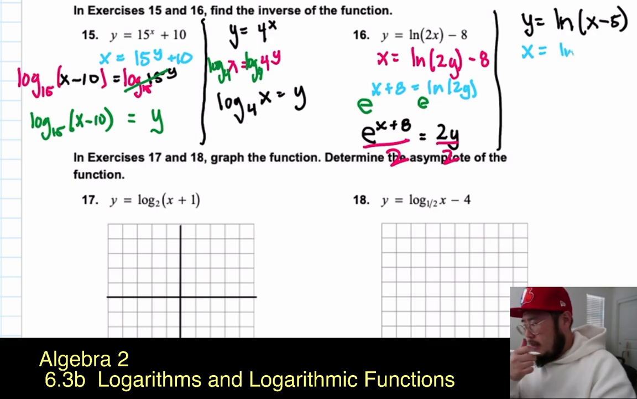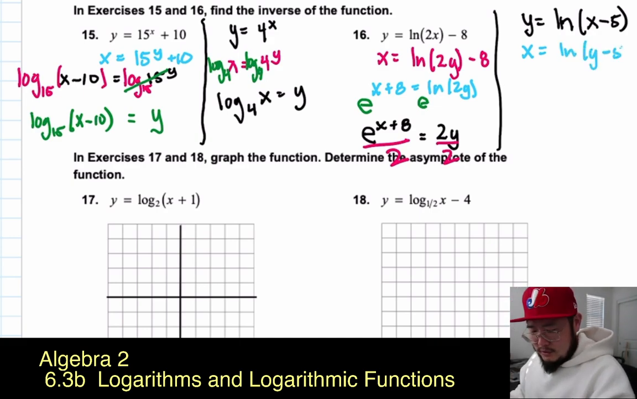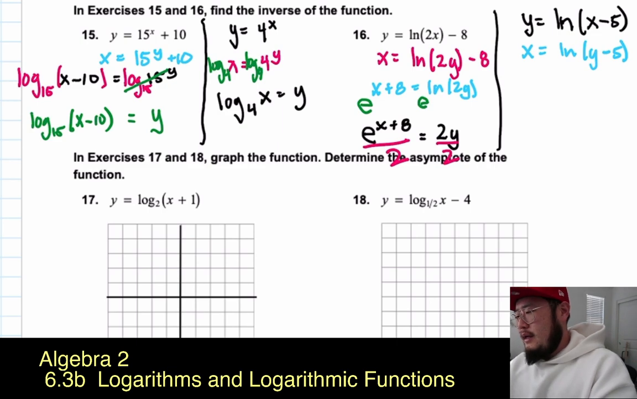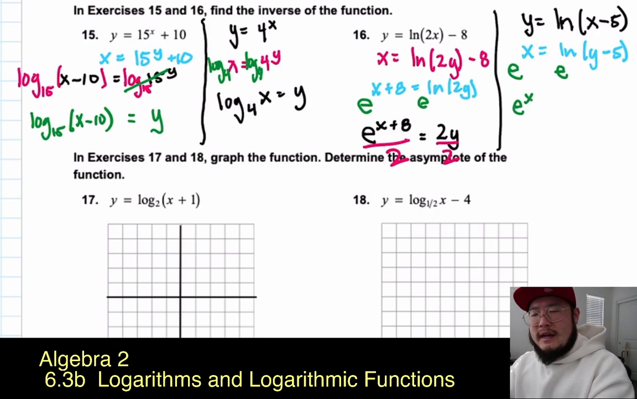And let's get rid of that ln. So we're going to go ahead and include now a base of e to both sides of the problem. And so now on the left, it's e to the x power. The e raised to the ln gets rid of that ln and the e. And now we can go ahead and safely bring down the y minus 5.